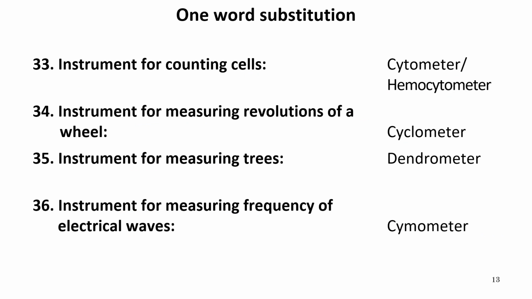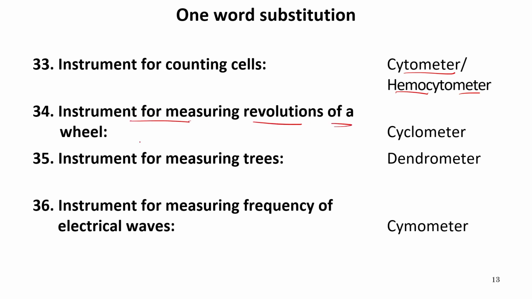Instrument for counting cells. Now this is again very important. This is a biological term in which we see an instrument for counting cells. This is known as cytometer, or we also call such an instrument a hemocytometer. So both the words are the same.